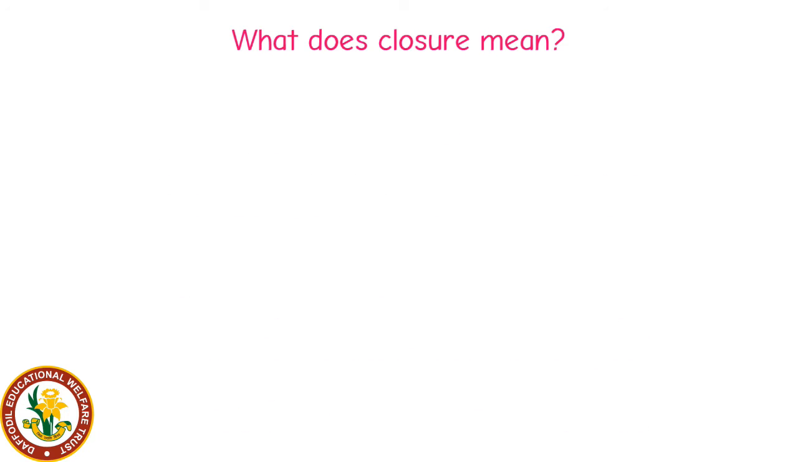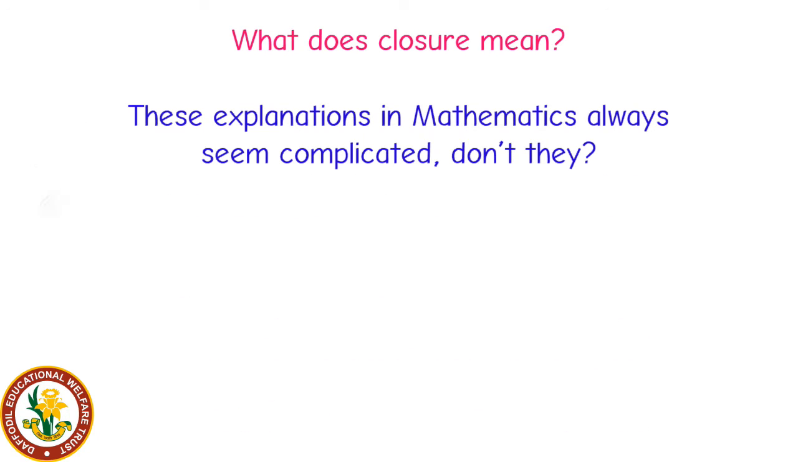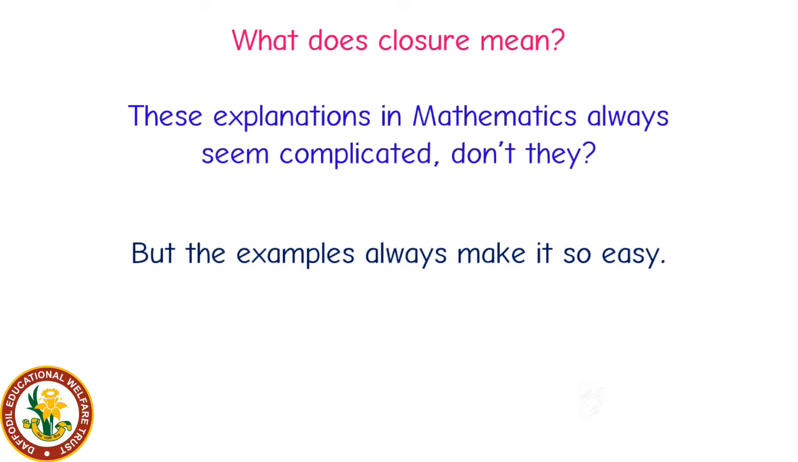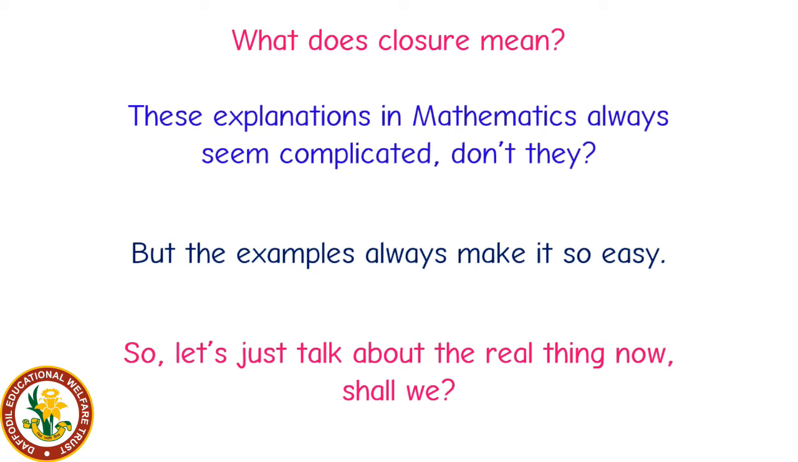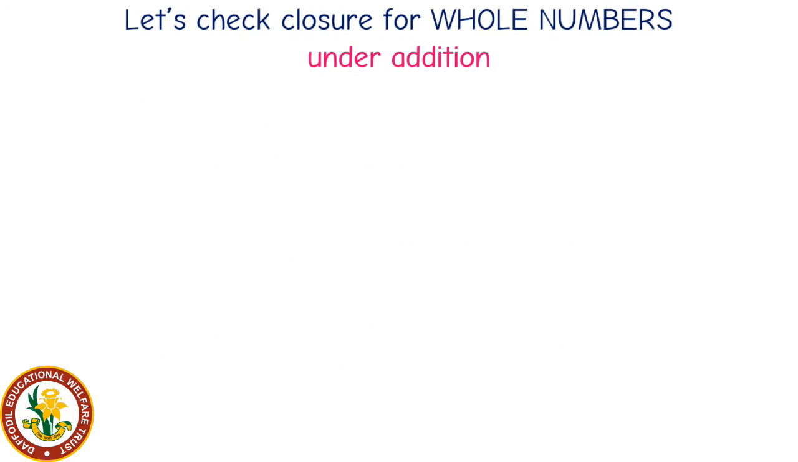What does closure mean? These explanations in mathematics always seem complicated, don't they? But the examples always make it so easy. So let's just talk about the real thing now, shall we? Whole numbers are numbers from 0 onwards. Let's check closure for whole numbers under addition.